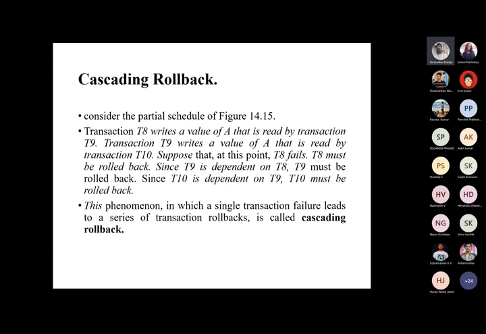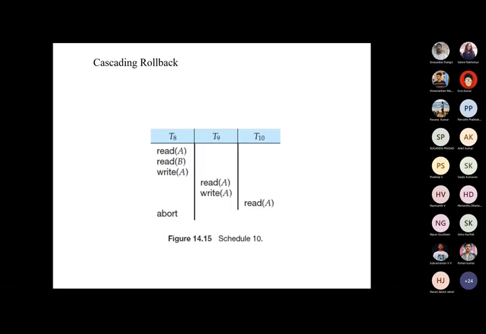So the next thing is cascading rollback. Let me show you the example so that you will be able to visualize. You have a set of concurrent transactions, T8, T9, and T10.